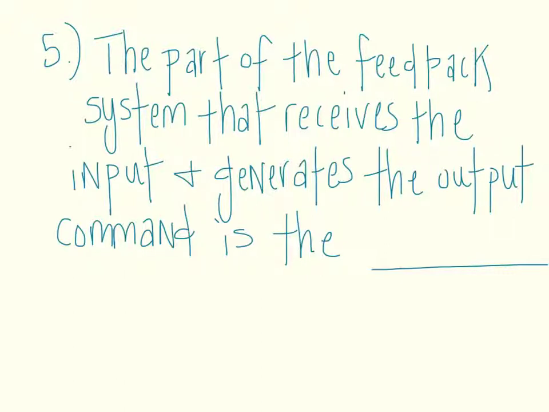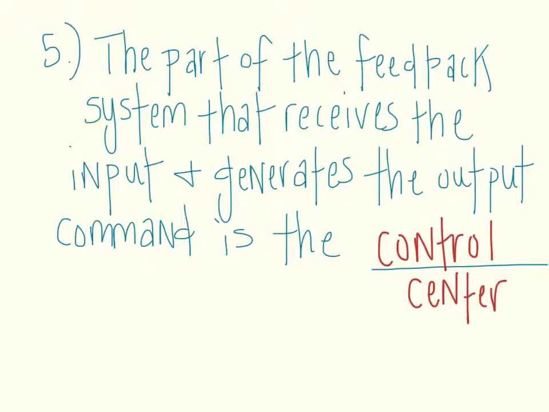The part of the feedback system that receives input and generates an output command, this is the control center. So if you remember homeostasis, like keeping your body in check, keeping it stable, it has three parts. It has a receptor that is going to sense a change, send that to a control center, they decide what to do, and then it sends it out to an effector. But the control center actually receives that message and decides how to respond. And most of the time, that's just your brain.